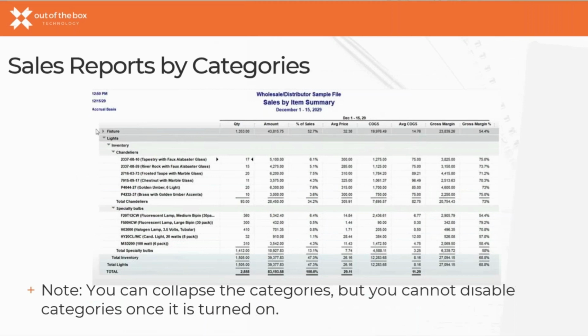So now we are looking at our sales report option by categories. And so this is going to break down where we've assigned all of our items to the different categories. You can see we start with fixtures, there's lights, specialty bulbs. This is displaying the different categories and how we've sorted those items in a sales report. We do want to note that you can collapse the categories, but you cannot disable categories once you've activated it.